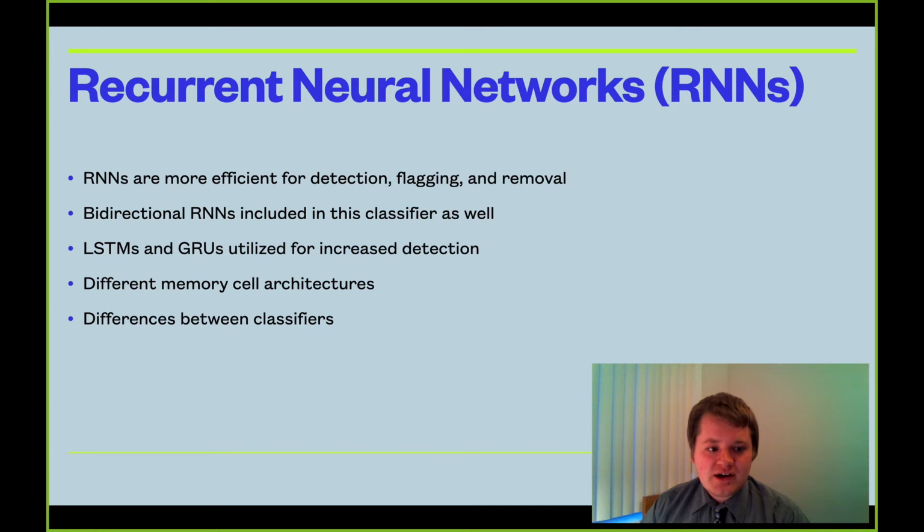Combinations of these memory architectures are utilized to create four different URL-based phishing detection models known as LSTM, GRU, bidirectional LSTM, and BiGRU, known as bidirectional GRU. These four classifiers have different memory cell architectures.